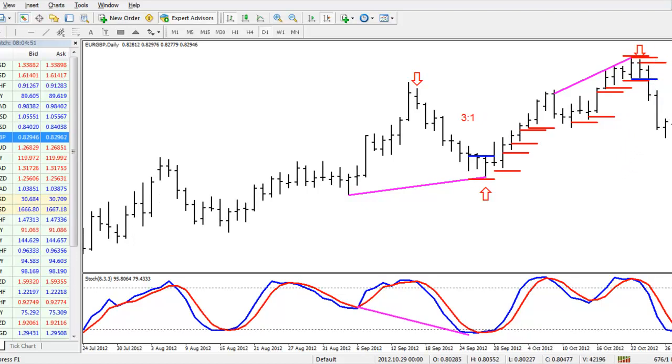Now we have bar 1, bar 2, bar 3. The highest high of the last 3 bars is this one, so the stop loss can move down to that level, 8 pips above the high of this bar, which means we've actually now locked in a very small amount of profit on that trade.